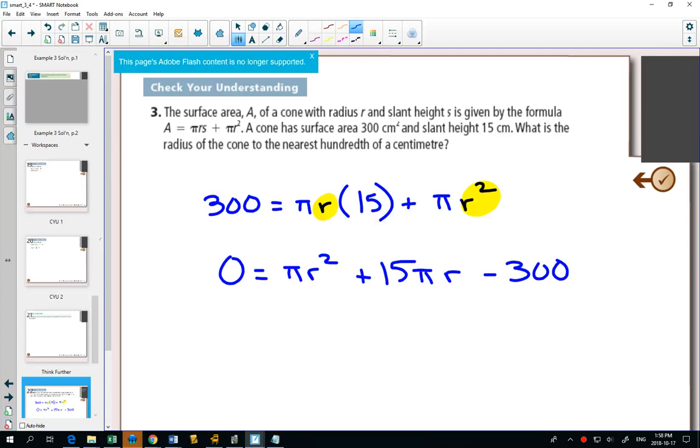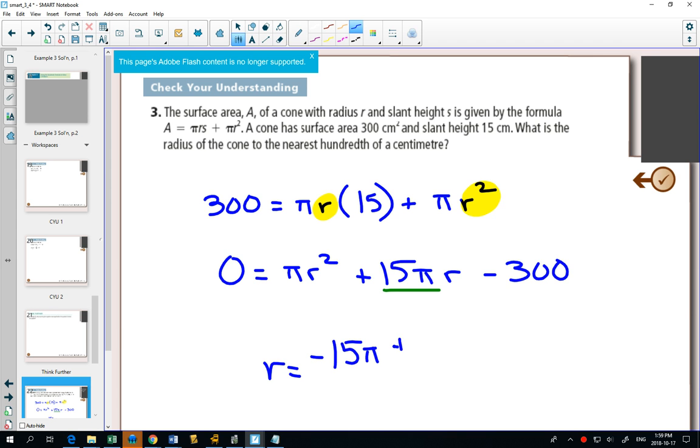We can factor if possible. How's your factoring with pi? Not going to be good. Okay? So then there's either the quadratic formula or completing the square. If we use the quadratic formula, since it's an r squared, we would go r equals, not x equals. We're solving for the radius. Can you see that your b value is 15 pi?